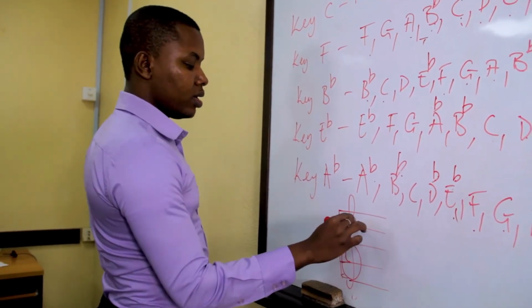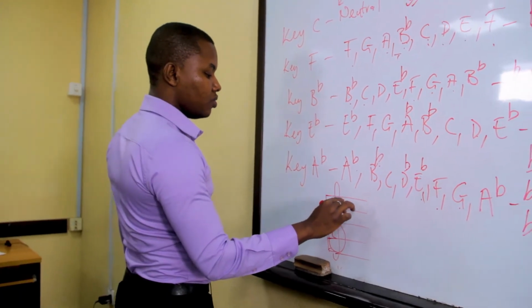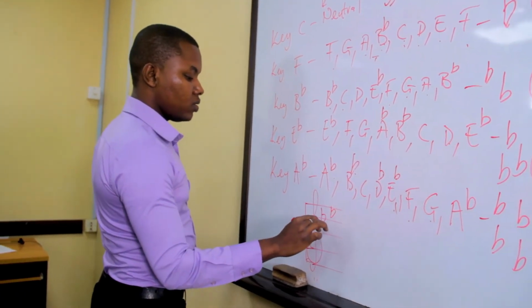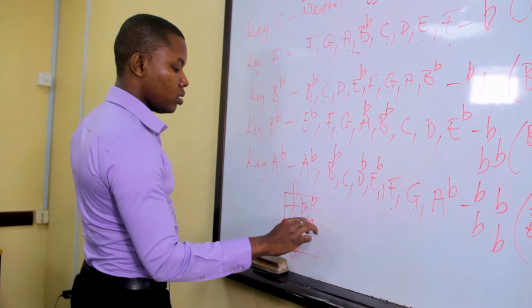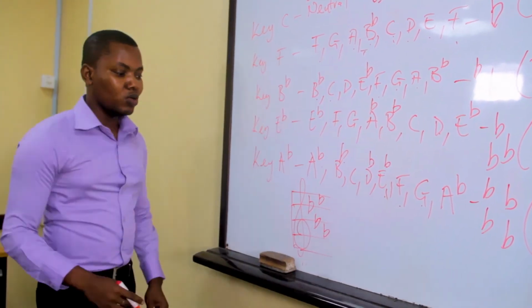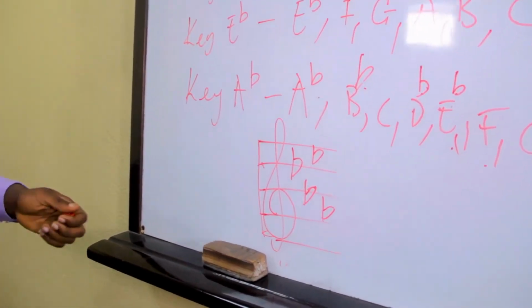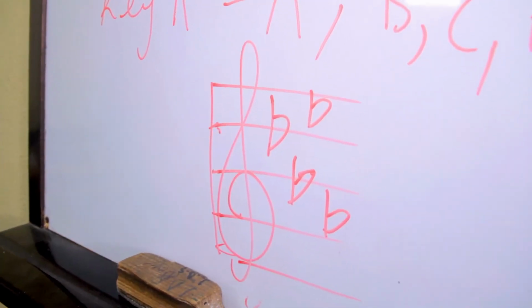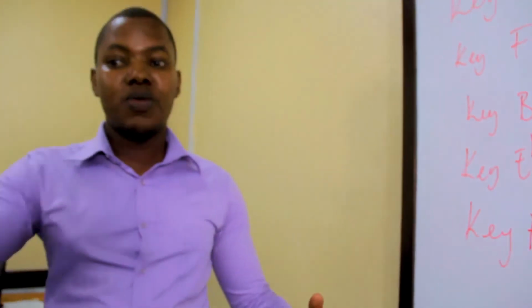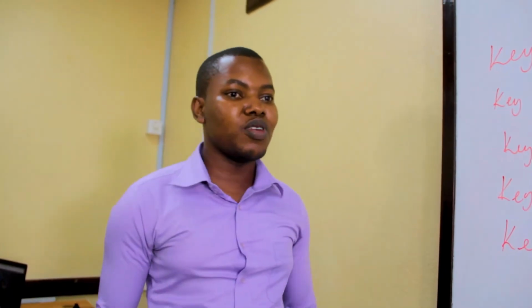Draw our stuff, and you see at the beginning, you see this, you see this, you see this, you see this. Automatically, it's in which key? Key A flat. That is how simple the minor keys are. So you see, we've derived the minor keys right from the piano with the help of our formula.